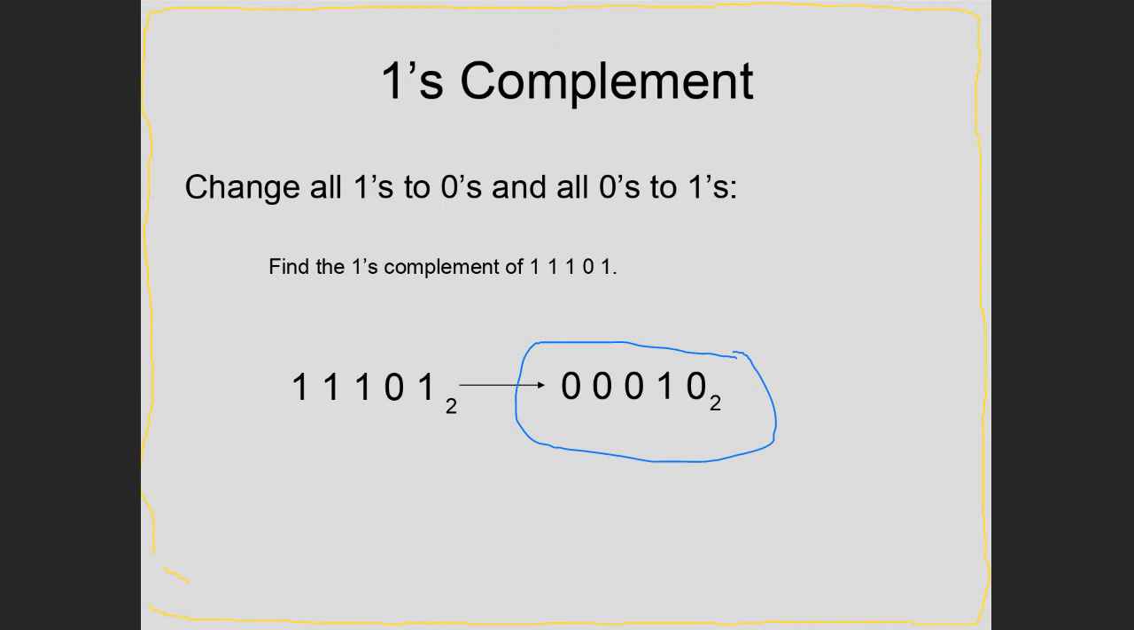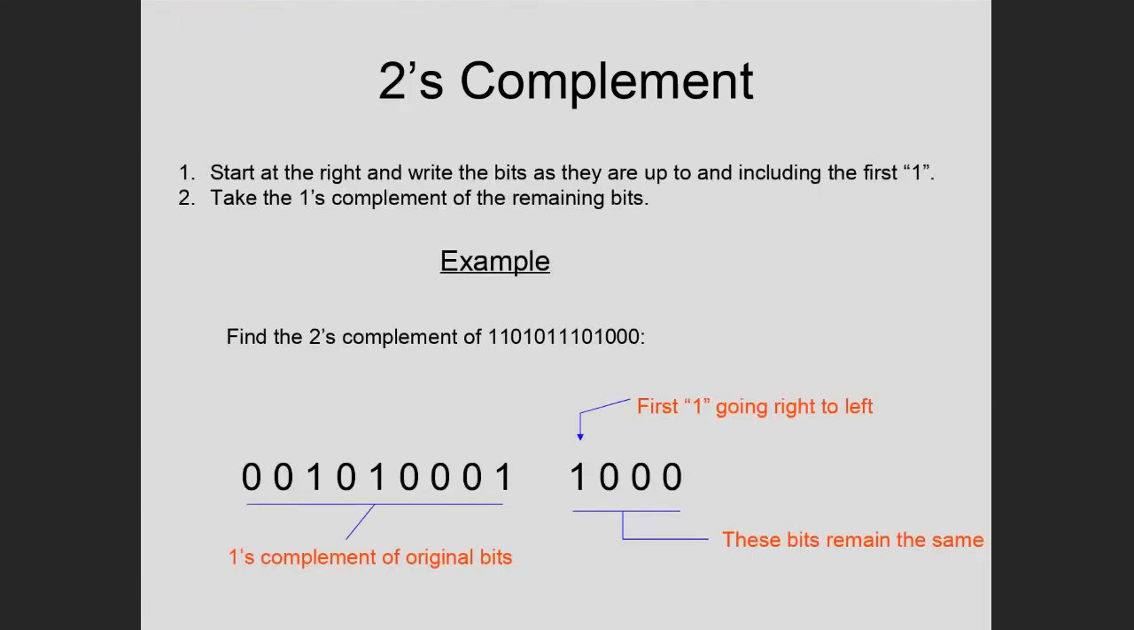So ones complement, easy to do. All you do is flip the bits. Twos complement is still easy to do. It's a little more to think about, not as easy as the ones complement, but still pretty easy. Here's what you do.